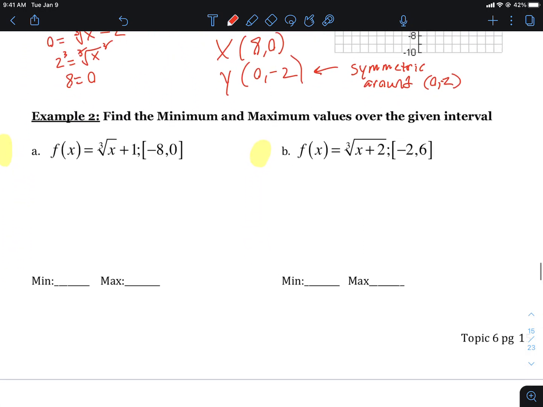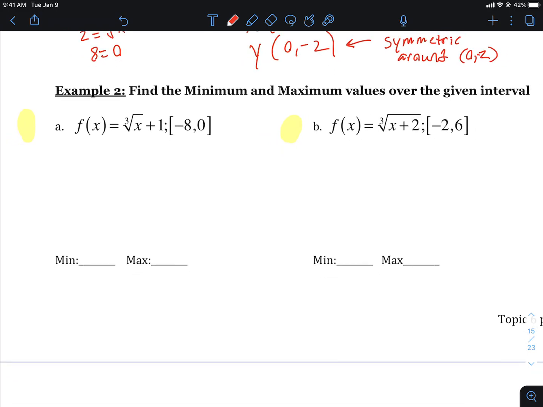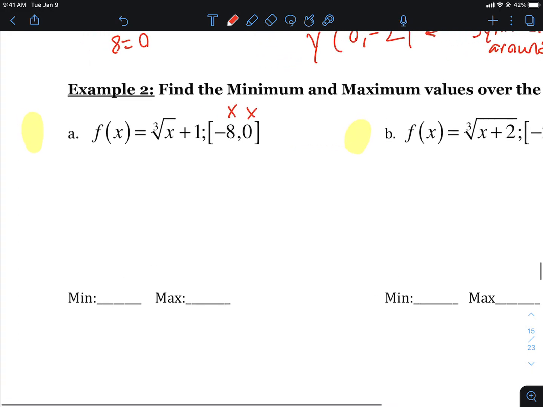Just like with the square graphs and the x cube graphs, we can do max and min of those over a given interval. And that's literally plugging in different x values and then seeing which one gets you the higher y value and which one gets you the lower y value. So depending on where these plus numbers are located here, the process is slightly different. So just make sure you're looking out for this.